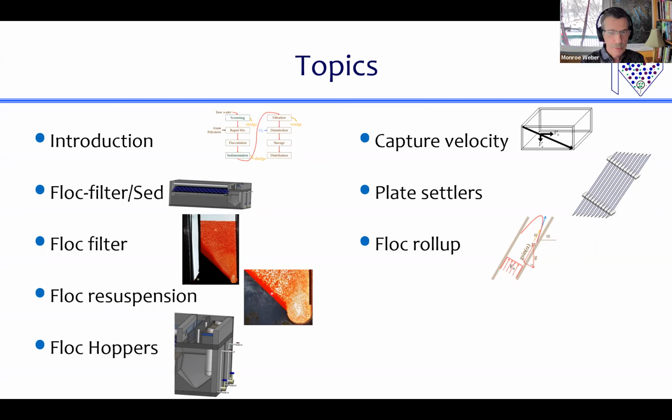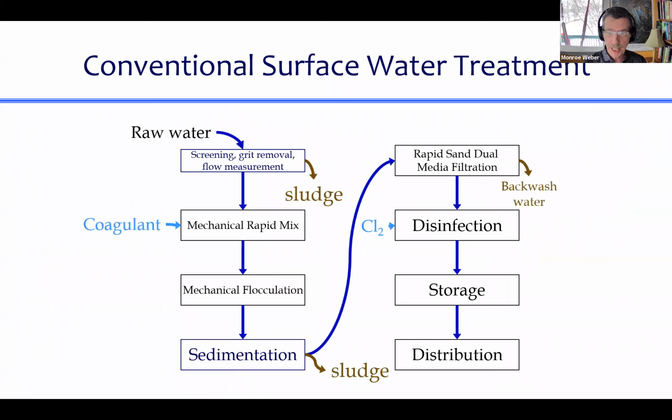Then we'll delve into the floc filter. We'll talk about how the flocs are resuspended. We'll talk about floc hoppers, and then we'll talk about what's happening at the top of the sedimentation tank, which is actually where sedimentation is happening. So we'll talk about capture velocity in the context of plate settlers, and we'll talk about a crazy phenomenon called floc roll-up. So that's what's coming over the next 2 weeks, 4 lectures.